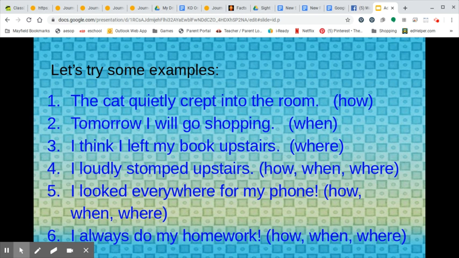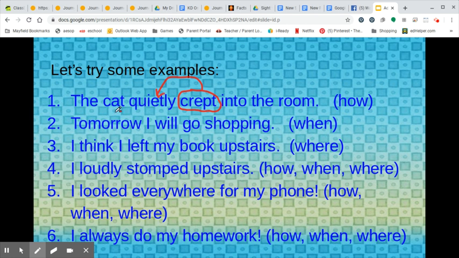So for number 1, let's read it together. The cat quietly crept into the room. So think about, what is the verb in that sentence? That's right. The verb is crept. So when you're creeping, it's kind of like you're sneaking up on somebody. So the cat quietly crept into the room. So this adverb is going to tell how the cat crept. How did the cat creep? The cat crept quietly. That tells how the cat crept.